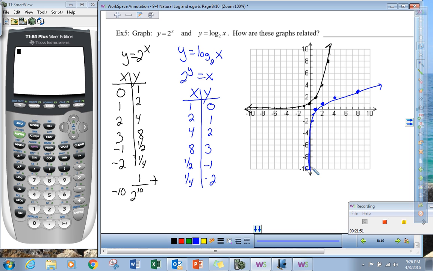So there's that graph. Looks like mine crosses over the y-axis. It doesn't. The x-axis acts as an asymptote for one of them. The x-axis is an asymptote for the first one. The y-axis is an asymptote for my second one. So how are these graphs related to each other? They're inverses. If you also remember in our study of inverses, they're going to be a reflection over the line y equals x.